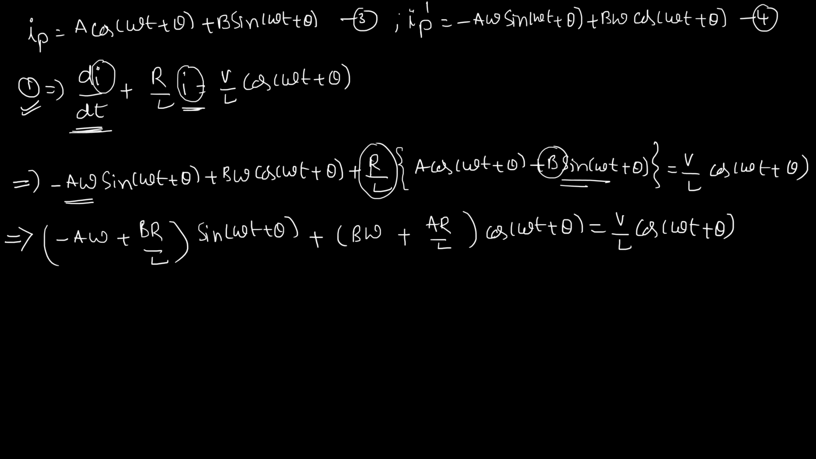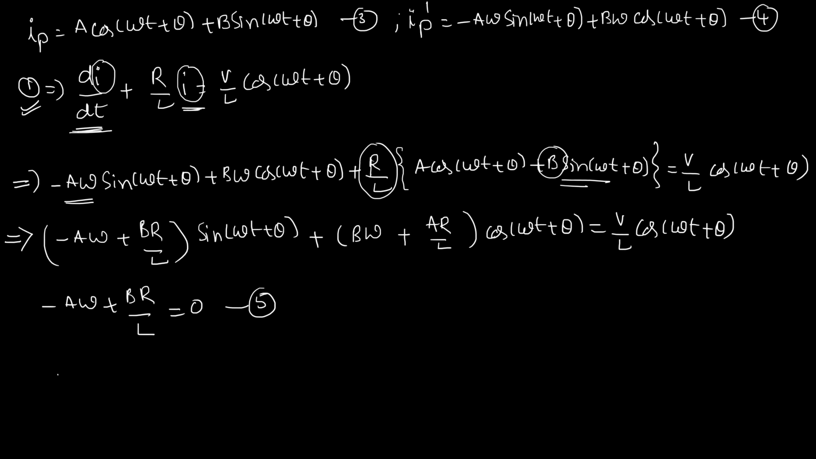Now you compare the cos and sine terms on both sides. By simple comparison, −Aω + BR/L is the coefficient for sine. Is there any sine term on the RHS side? No. So it should be equal to 0. Call it equation 5.